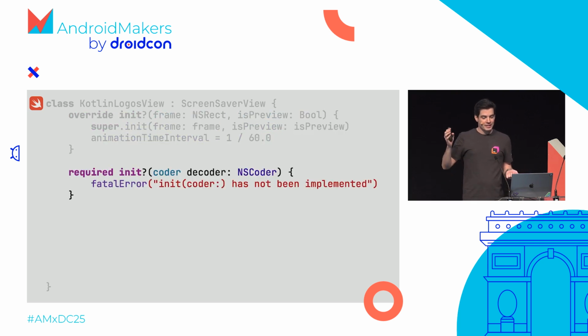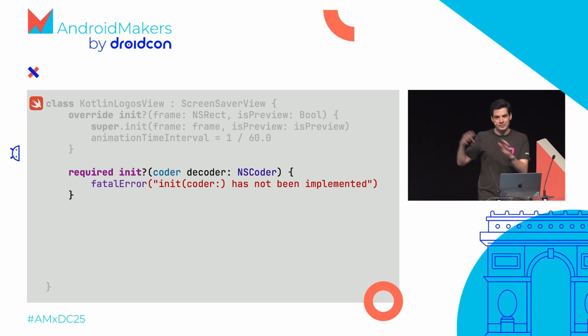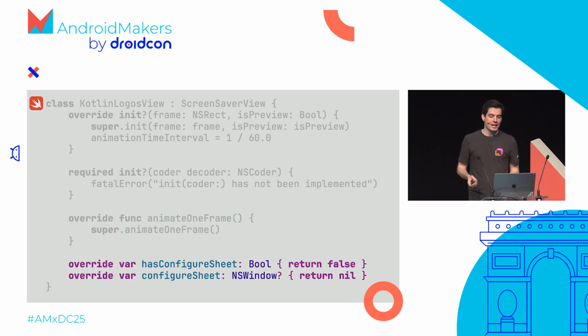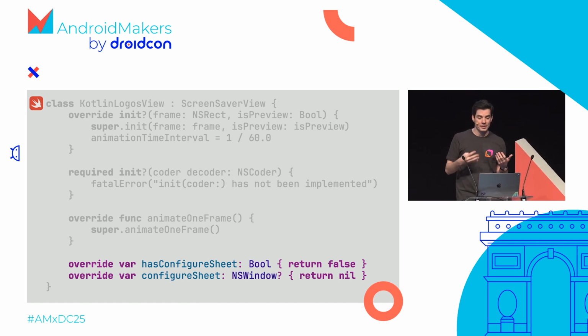Then the API is like, we had one initializer, yes, but what about a second initializer? And this one is even marked with the keyword required, but it's actually never called. So you can put anything in there, you can fill it with an error, you just have to make sure that you have it. Then you have an animate one frame function, which is fairly self-explanatory. This is called, in this case, 60 times a second, where you can update your state, put new things on the screen. And you have a couple of things for showing a configuration sheet, which is like a settings dialog within system settings, where you can add UI to configure the details of your screensaver.